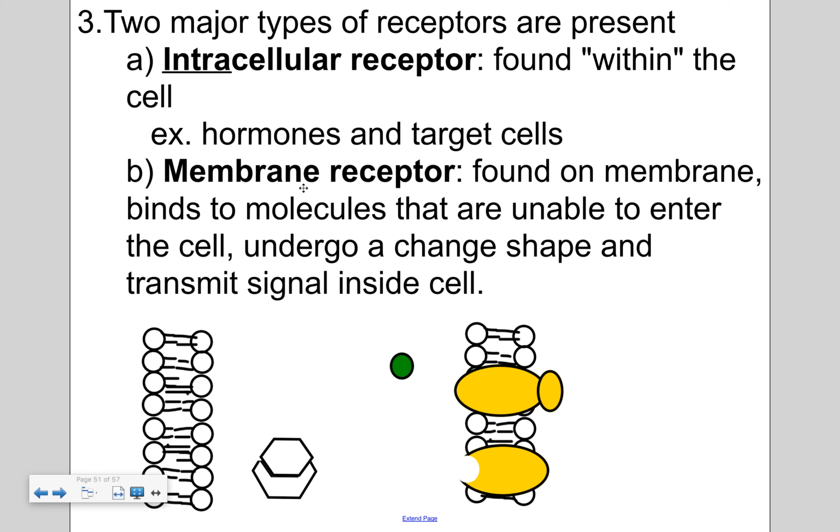A membrane receptor means it's found on the membrane. And so here's my cell membrane, and here's just another protein, whatever that is, but this is a receptor, and this is that ligand, and it's going to fit nicely, and then it's going to initiate that chain reaction.